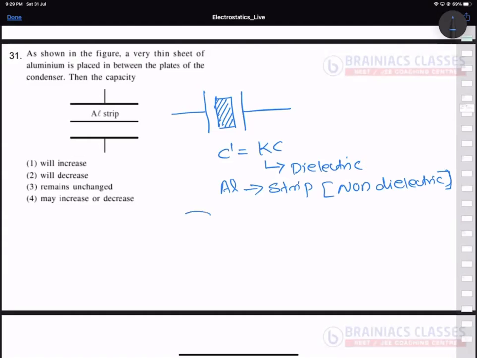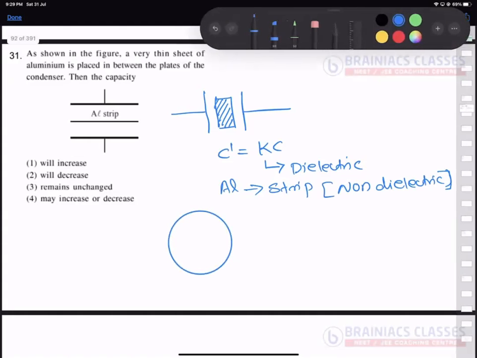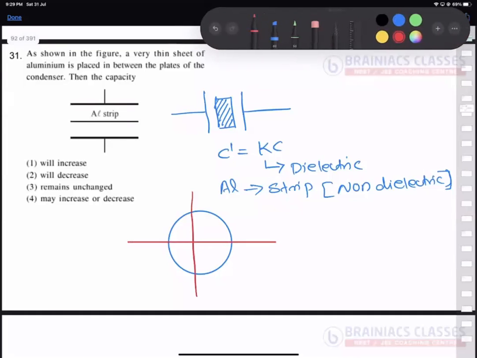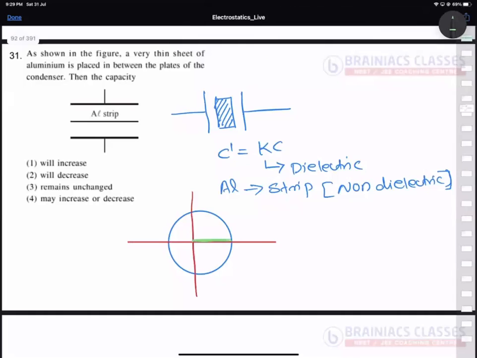Electric field inside a conductor, we have drawn. If this is a conductor, we have already learned a graph. On X and Y axes, we have learned how the electric field changes. Inside it is zero, then the surface electric field will be very high, then it reduces like this. So electric field inside will be equal to zero.